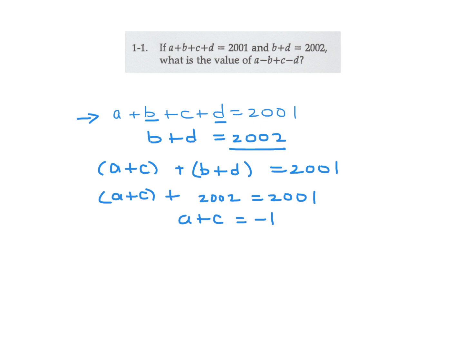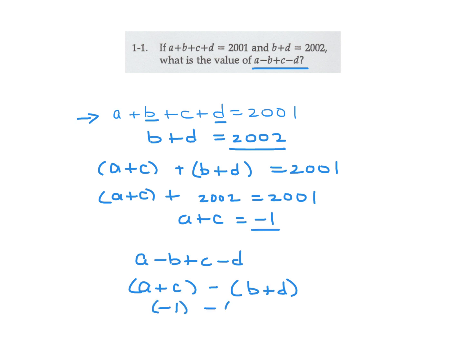Okay, so now let's see what it is that they're asking. They're asking for A minus B plus C minus D. If we rearrange it a little bit, it's really just A plus C minus B plus D. Correct? Well, A plus C we know is -1. B plus D, that actually has been given to you in the question, is 2002. And that's it. -1 minus 2002 is minus 2003.